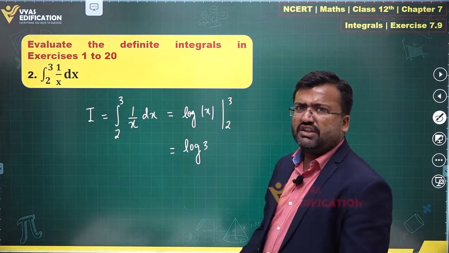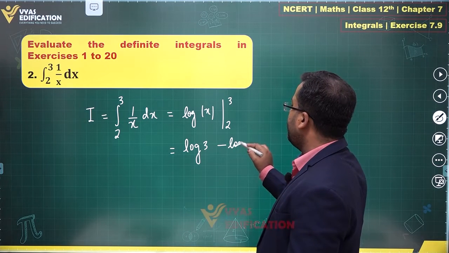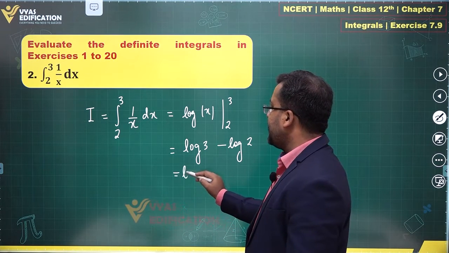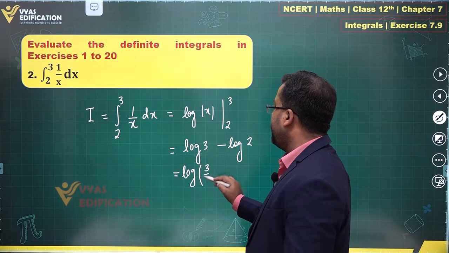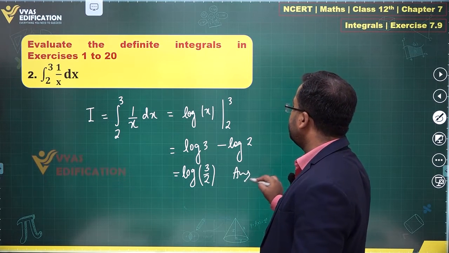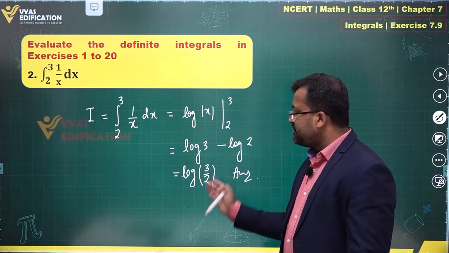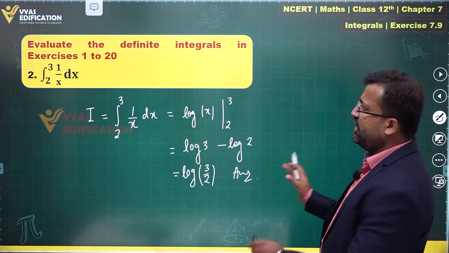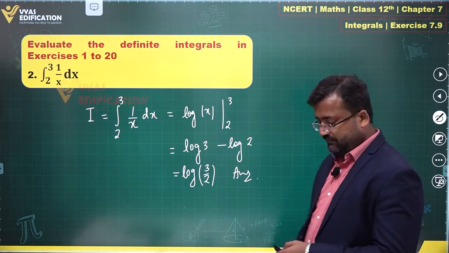This is log mod 3, which is log 3, minus log mod 2, which is log 2. And this is actually log of 3 by 2. That is my required answer for this question. Right, log of x minus log of y is log of x upon y. That's all in this second question.